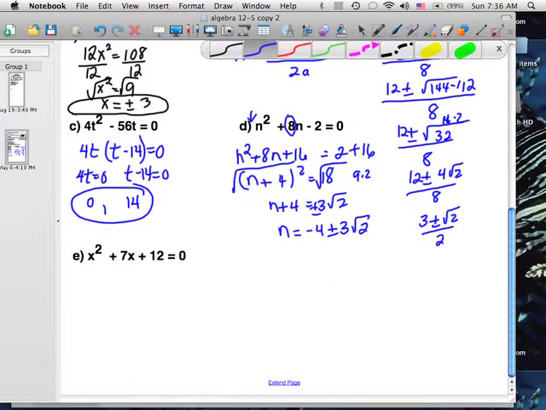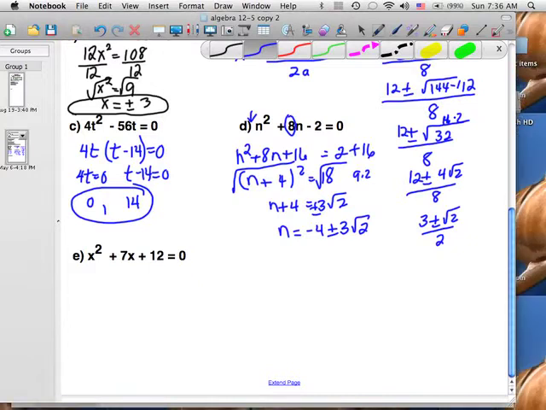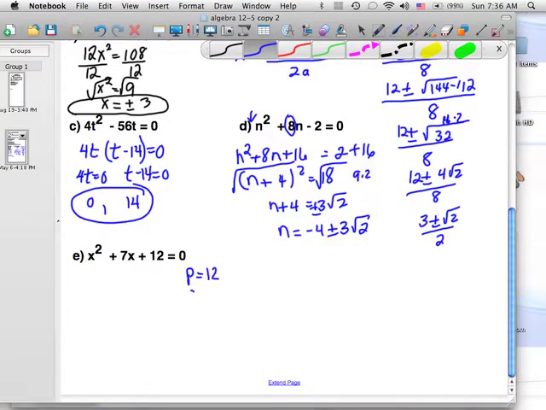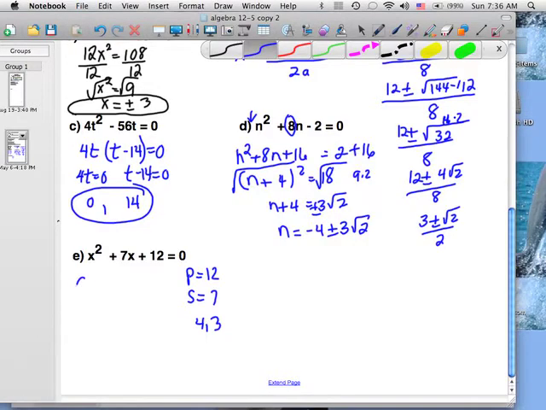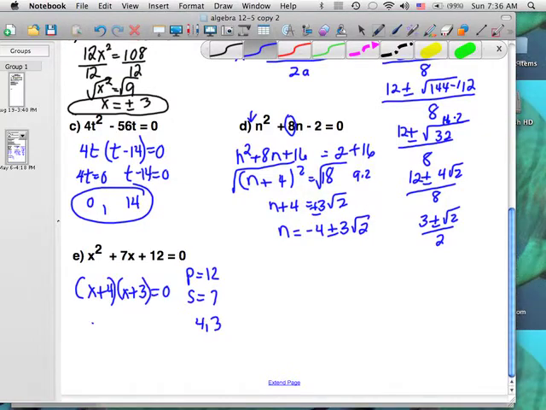And the last one, that one's pretty easy to factor because the product is 12 and the sum is 7, and I can know immediately that the two numbers that work are 4 and 3. So that's x plus 4 and x plus 3 equals 0. So my solution is negative 4 and negative 3.